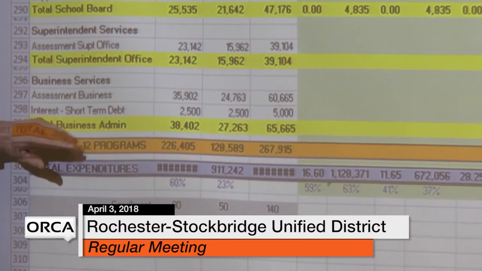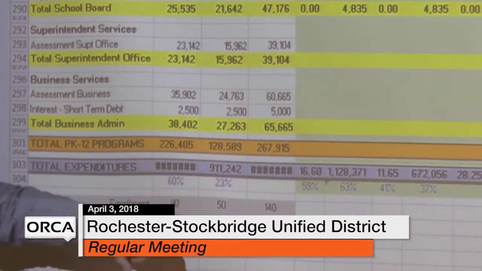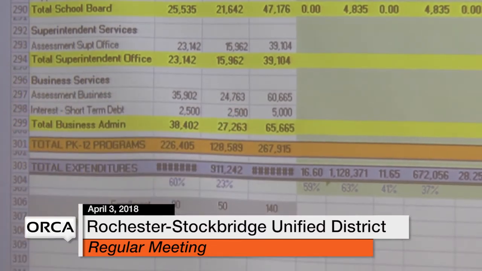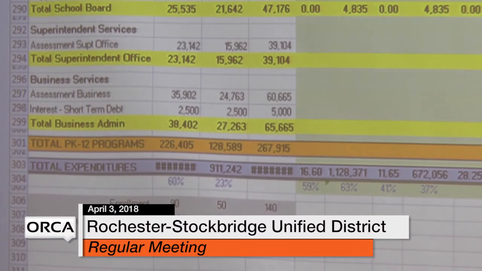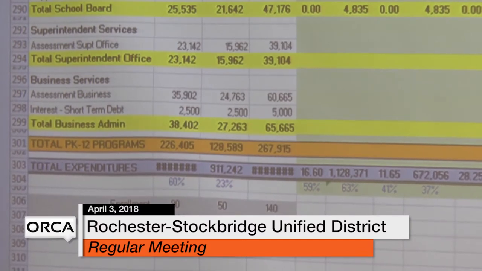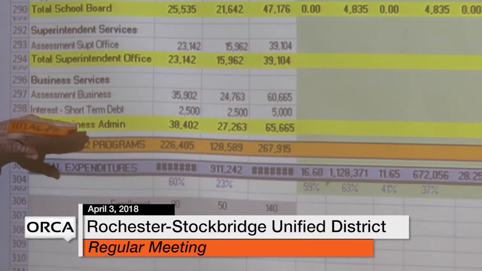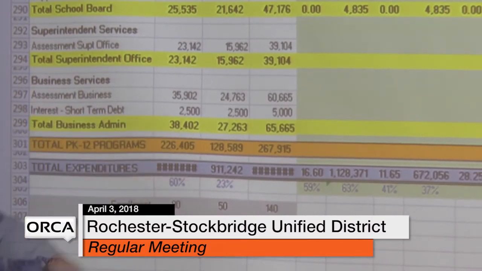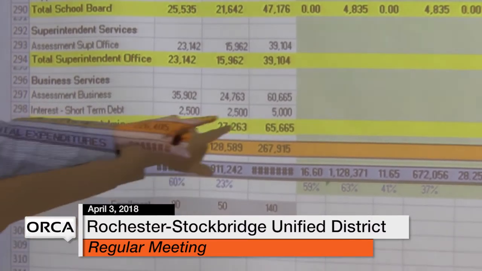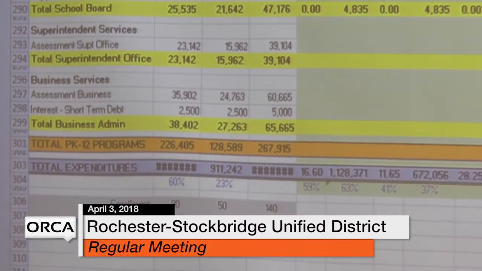In the business services, there are two expenses here. One is the assessment for the central office staff that does the business work, which includes human resources, payroll, and accounts payable. The share that belongs to Rochester-Stockbridge Unified District is $60,000. The other is the short-term interest that we pay on the tax anticipation notes. It's a small amount, but it belongs in the business office, according to the state.